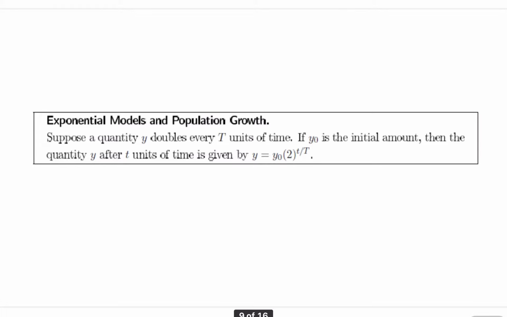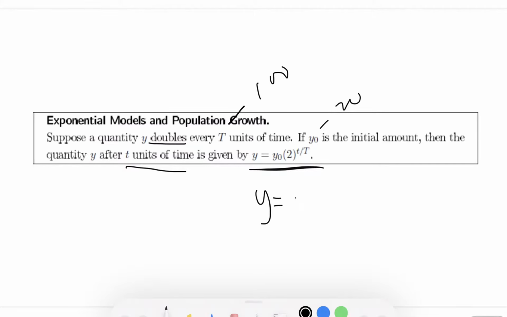Suppose a quantity y doubles every T units of time. From the previous example, that is our 100. So, if y sub o is the initial amount, this is the 20, then the quantity y after t units of time is given by this. So y is equal to 20 times 2 raised to time over T. This is your y sub o.